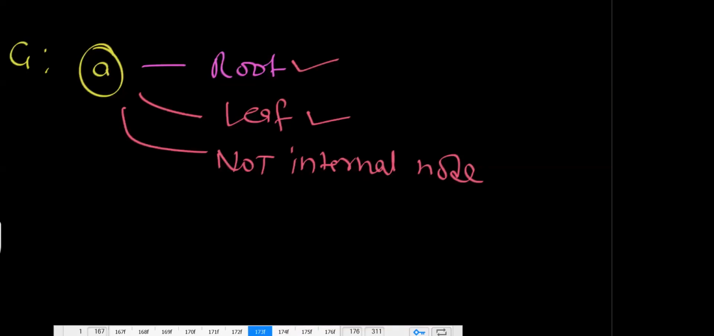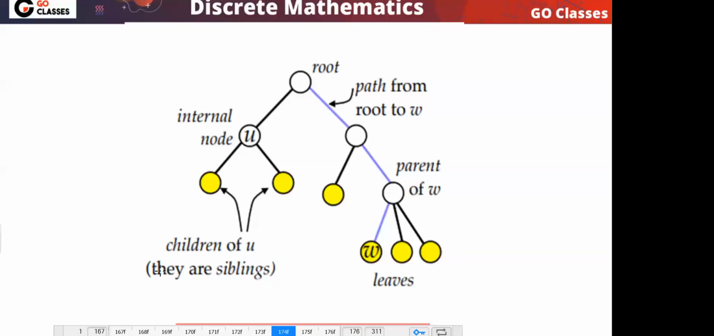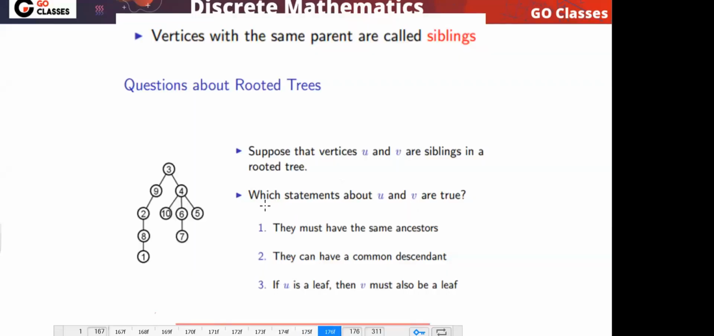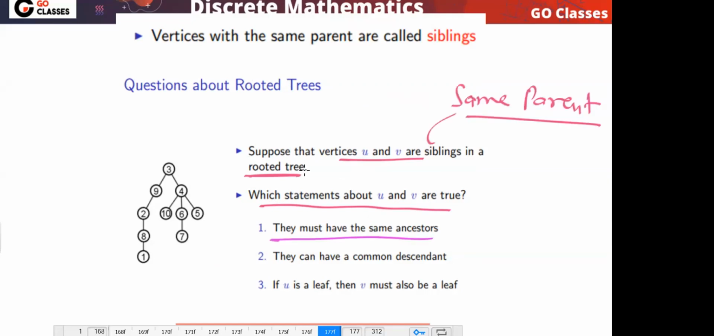Okay, so all these definitions we have seen. For example, this question: suppose that u, v are siblings in a rooted tree. Which statements are true? Siblings means same parent. So tell me, if they are siblings, then what? They must have the same ancestors. Is this correct? Yes, this is correct because they have the same parent, so they have the same ancestors.